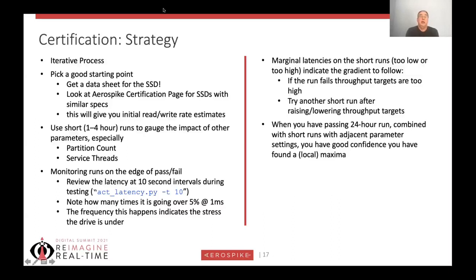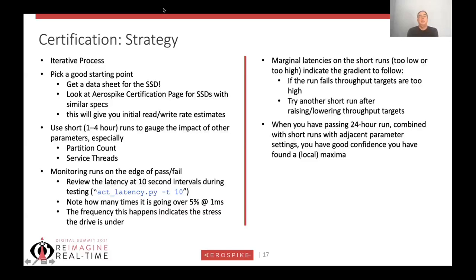One tip for doing that is take a look at the drive you're using, see if it's already in the Aerospike certification page for the X rating. That can give you a very good starting point. Or if it's not there, you can look for something that is a close match on the X rating, and then compare data sheets, which will tell you basic sequential and random read-write IOPS.